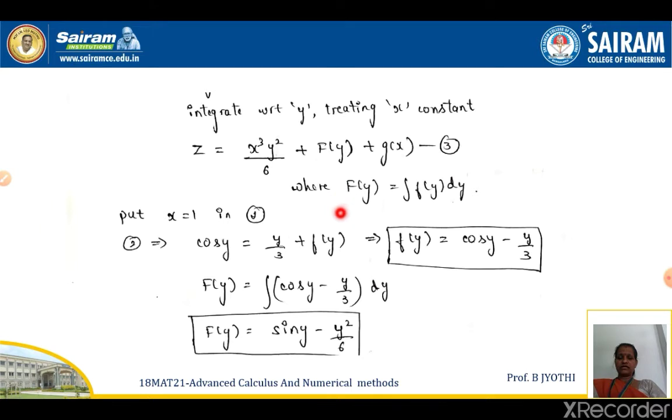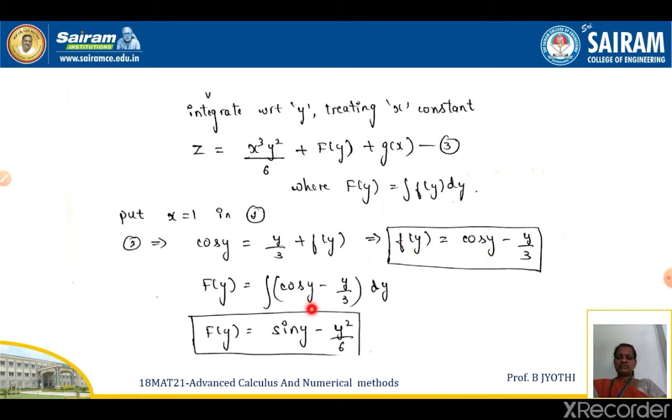In order to determine these two, let us put x equal to 1 in equation 2. So we get cos y is equal to y by 3 plus f(y). From this equation, what is f(y)? f(y) is cos y minus y by 3. Now the capital F(y) has to be determined. That capital F(y) is nothing but the integral of f(y) dy. That is, we need to integrate this with respect to y only.